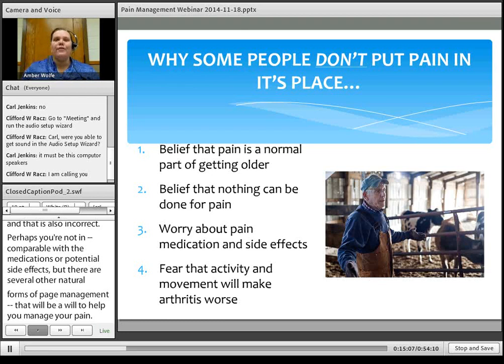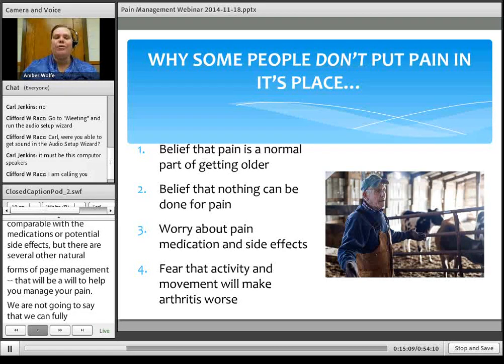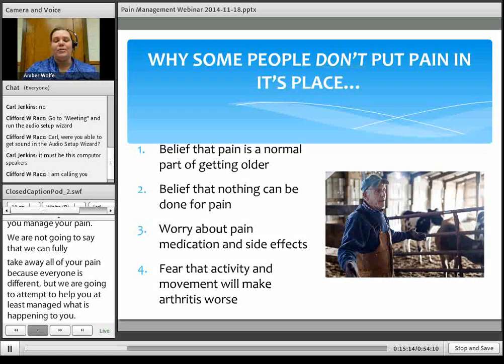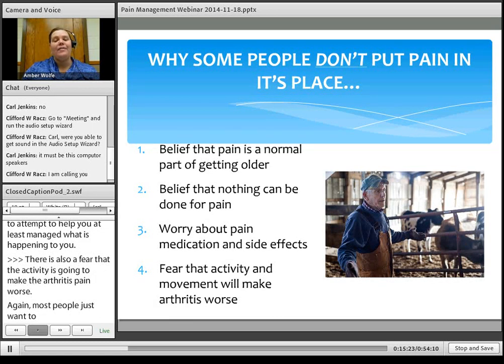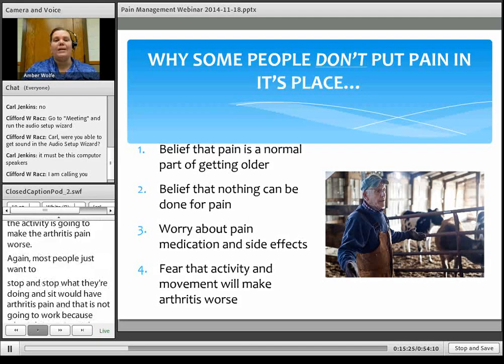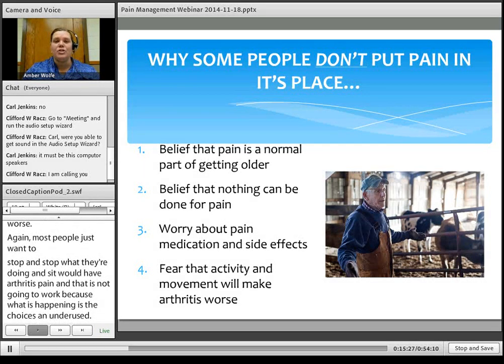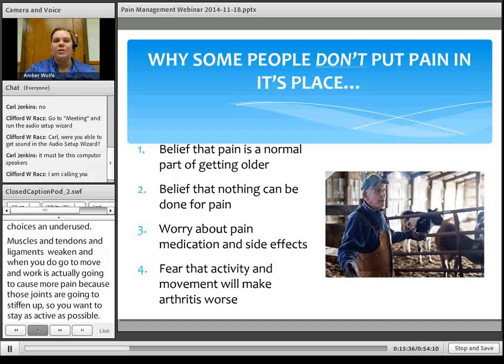There's also a fear that the activity is going to make that arthritis pain worse. Again, most people want to just stop what they're doing and sit when they have arthritis pain. And again, that's not going to work because what's happening is then the joints are underused. The muscles and the tendons and the ligaments weaken, and then when you do go to move and work, it's actually going to cause you more pain because those joints are going to stiffen up. So you want to stay as active as possible. Don't let those fears about taking care of your pain take over. Make sure you get out there and find a way that you can manage it yourself.